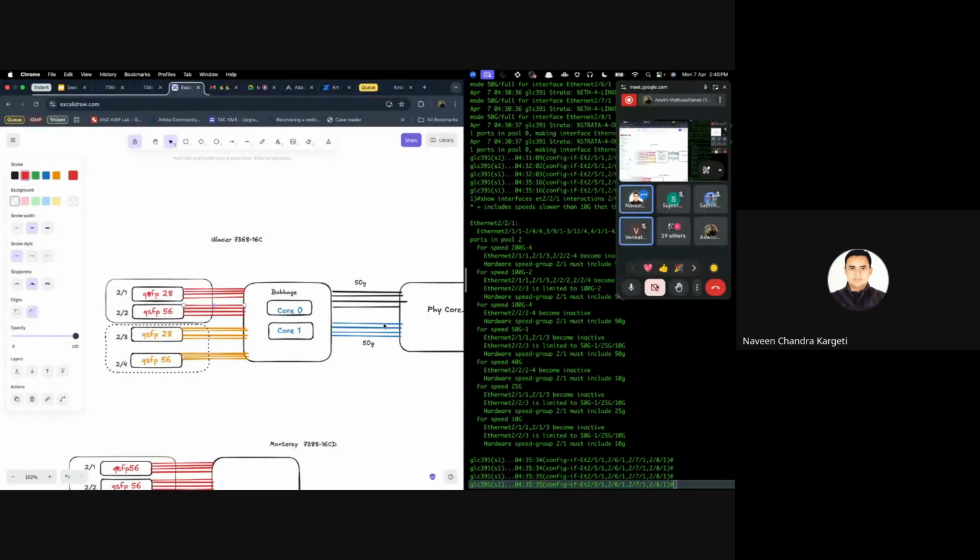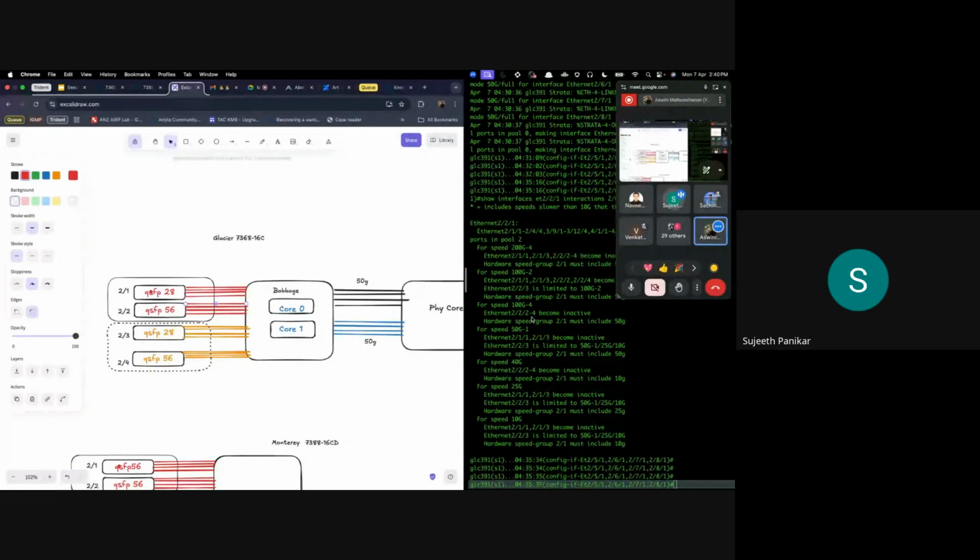Okay, got it. But Naveen, to answer your question, this is also the same if we want to use the odd interface. In this case, if we want to use 2/1, there's a possibility that 2/2 may be inactive because all the 8 red lines are mapped to the same 4 black SERDES lines.